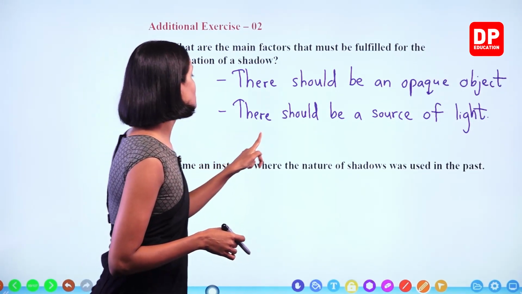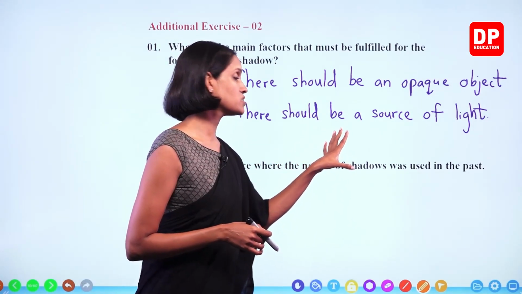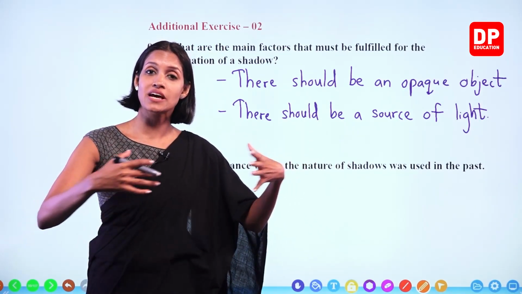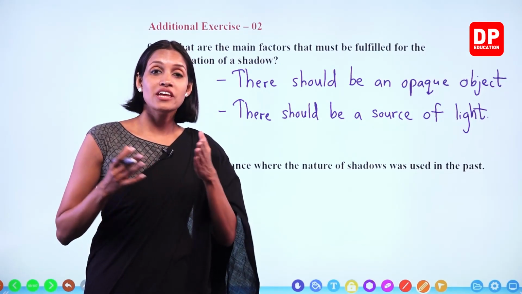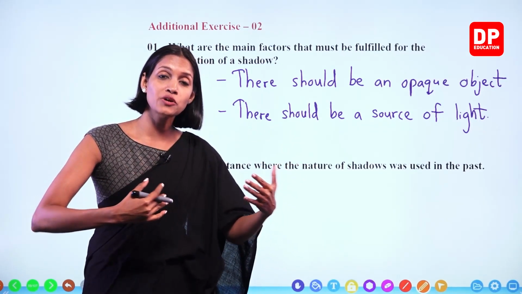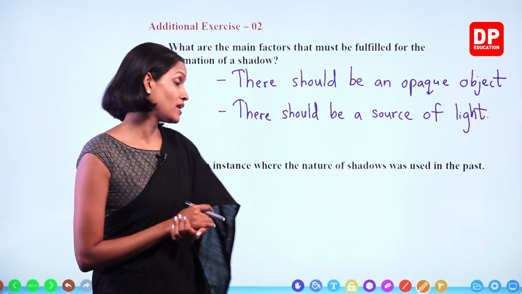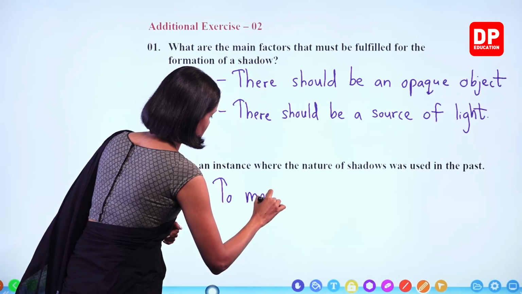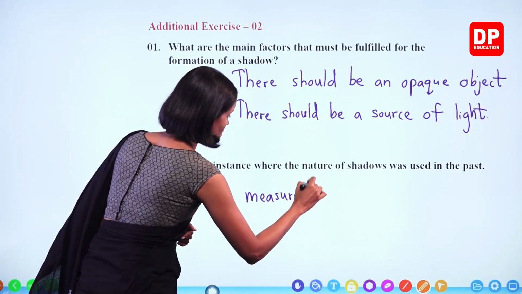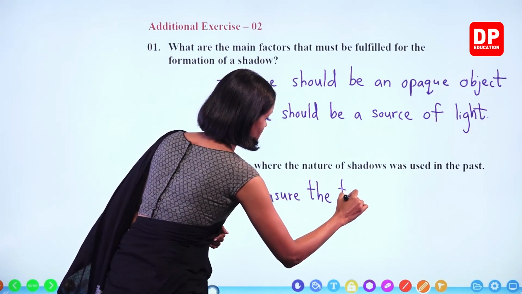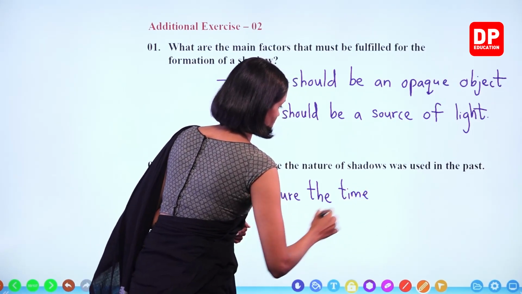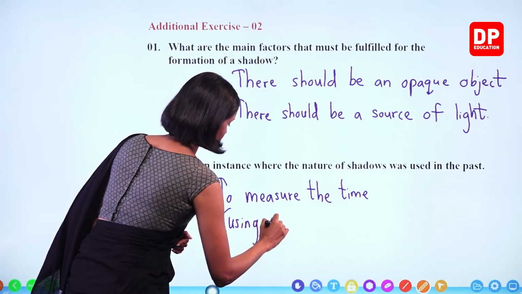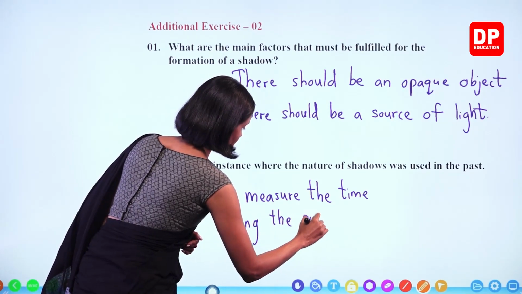Name an instance where the nature of shadows was used in the past. It was used to measure the time. Remember, using the sundial, using the direction of the shadow and the length of the shadow, the time was predicted, right? Okay. To measure the time, within brackets, using sundial.